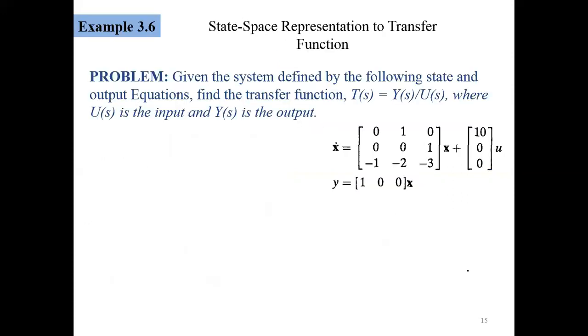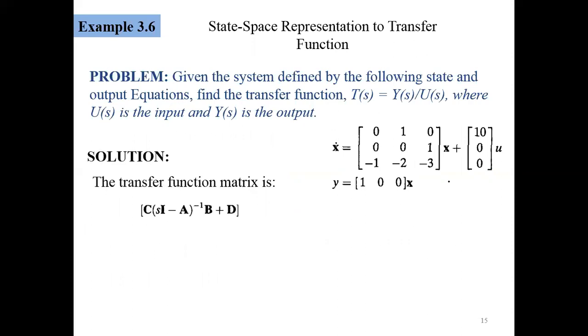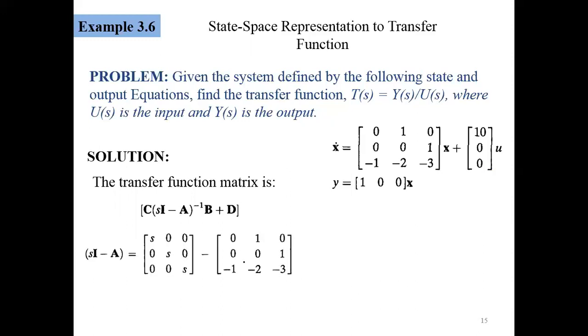So we will now work out an example. Here, this is the A matrix, this is B, C, and the D matrix is equal to 0. So we have to enter the values in the formula: C (sI minus A) inverse B plus D. First of all, we will solve sI minus A. I is the identity matrix. So this is sI minus A.